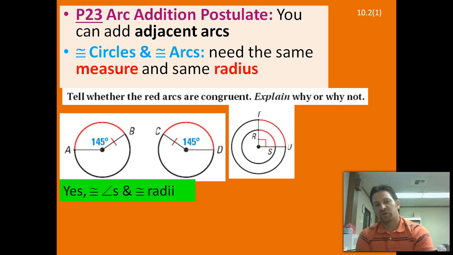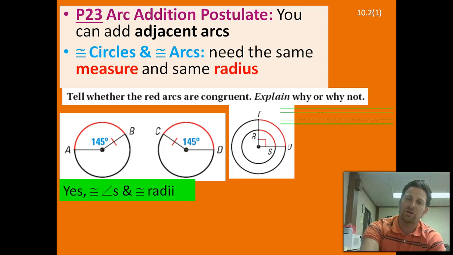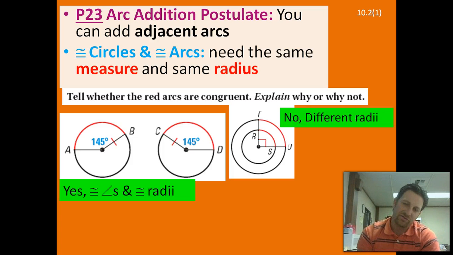So for the first one, yes, the angles are congruent and the radii are congruent. And then the second one is no, because they have different radii.